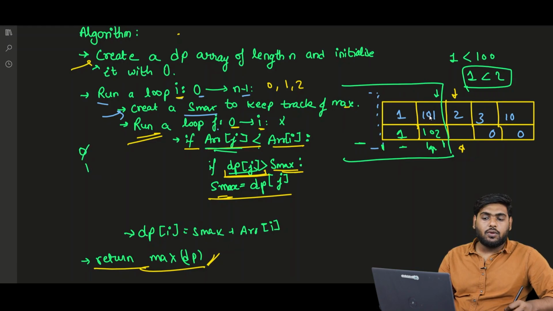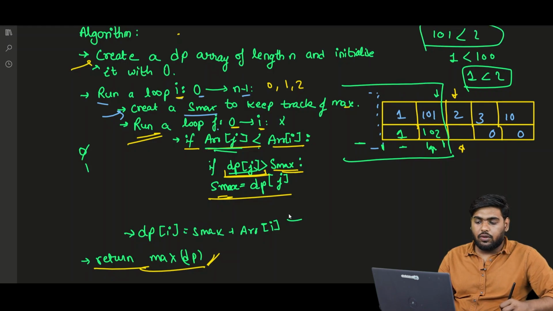We will travel to this one, 101. Is it less than 2? False. That means we don't have to do anything. Again, we'll end up here. dp[i] equals s max plus arr[i]. S max is 1 and arr[i] is 2, which means 1 plus 2, it will end up 3. Fine. Let's do it 2 more times.